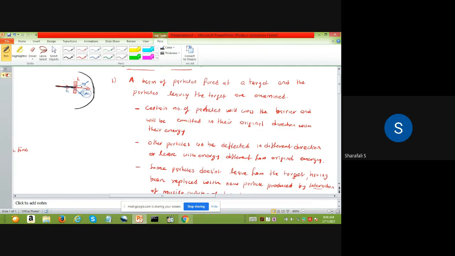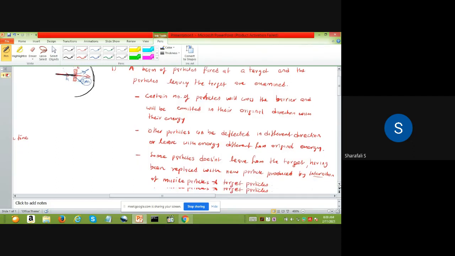So in that case, what will happen? They interact with this target material and produce new particles. So those particles will not come to the detector side. They will just be interacting with this target, and that will produce a new particle in that regime because of that interaction. Okay, so these are the possibilities in this particular detection method.